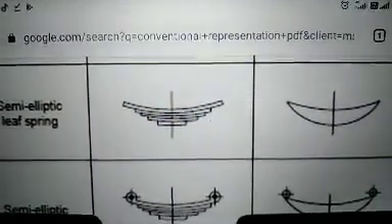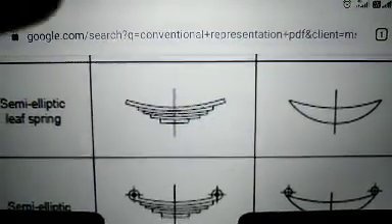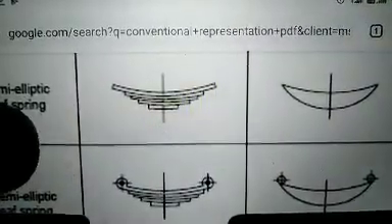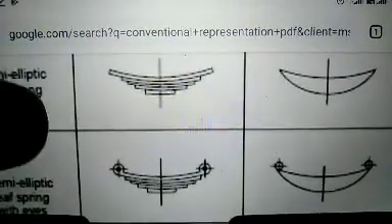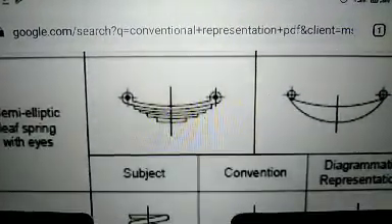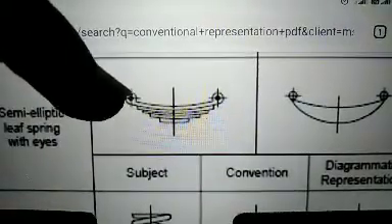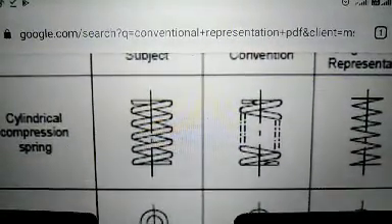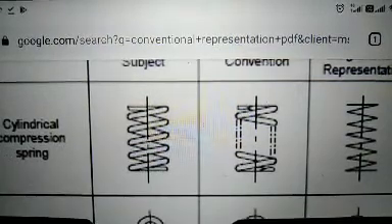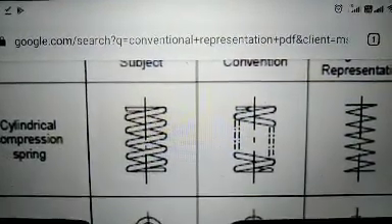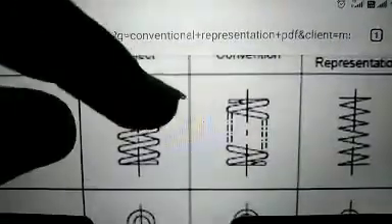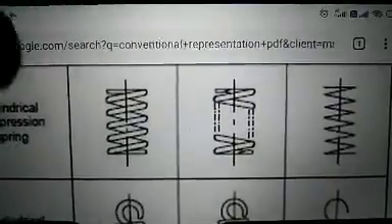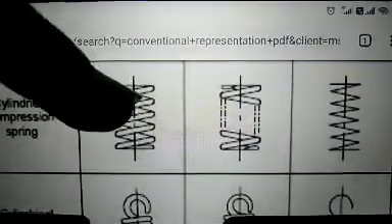Semi-elliptic leaf spring. Leaf springs are used in suspensions of bigger automobiles. These are shown like this, like a half moon or crescent. Then semi-elliptic leaf springs with eyes are shown like this. The other suspension elements are coil springs. A coil spring is an object which absorbs vibration of the automobile and releases that energy after the removal of load.